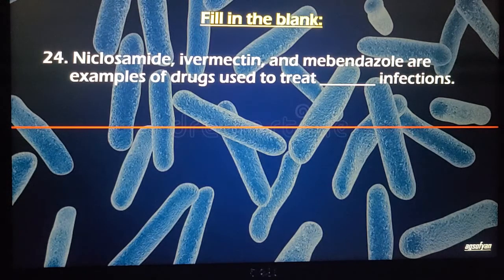Fill in the blank. Number 24. Niclosamide, ivermectin, and mebendazole are examples of drugs used to treat blank infection. Write your answer.